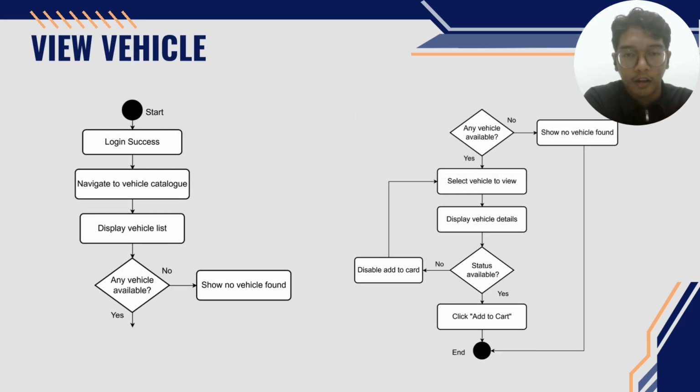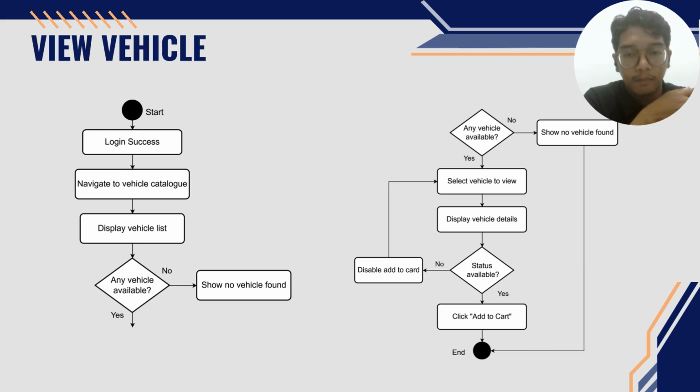Okay, and then we proceed with the flowchart. The system process starts after the successful login. The customer navigates to the vehicle catalog, and the system displays the vehicle list. If no vehicles are available, the system shows the no vehicle found message.